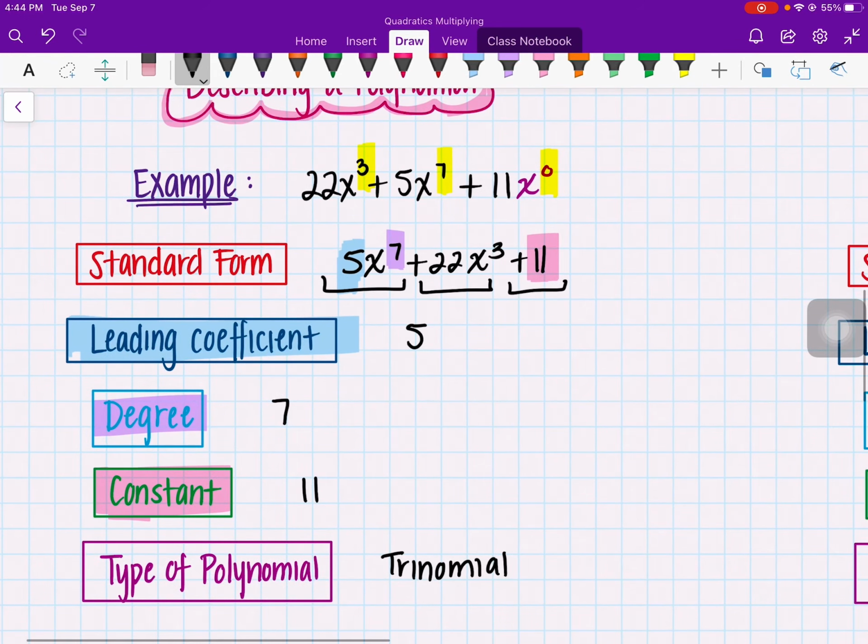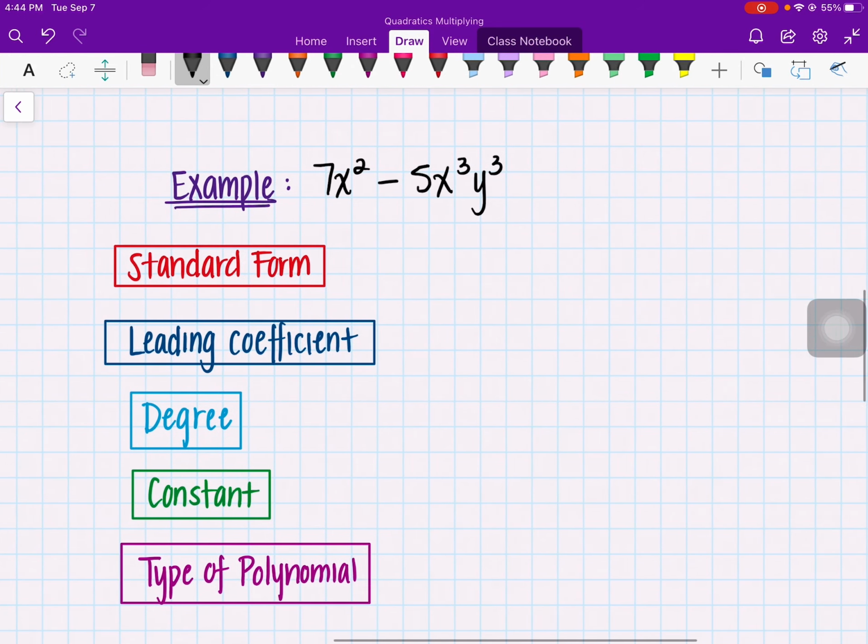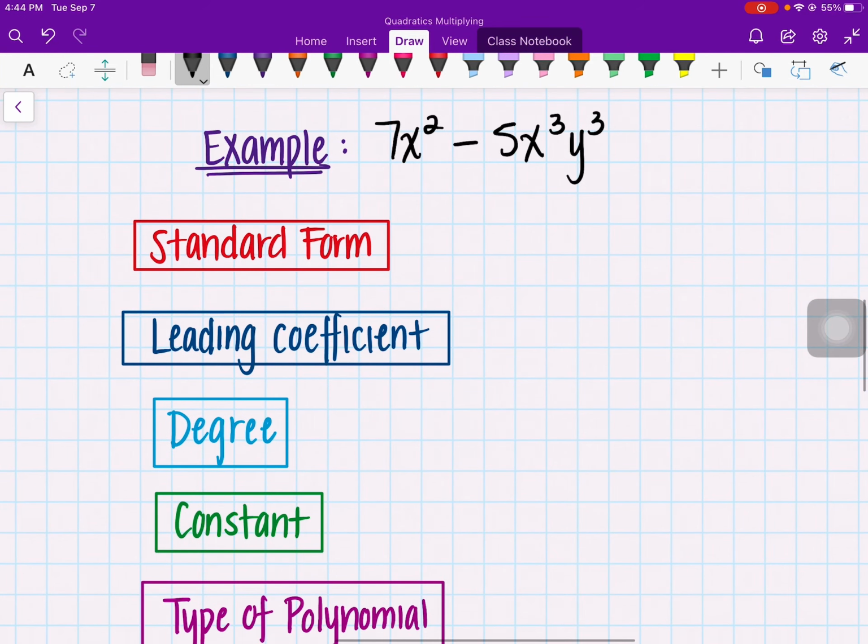All right, so that's one example. Let's go ahead and move on to the next one. And this one here, we have 7x squared minus 5x cubed y cubed. In this case, I want to go ahead and start by writing it in standard form. So once again, guys, standard form is writing from the highest degree to the lowest degree.